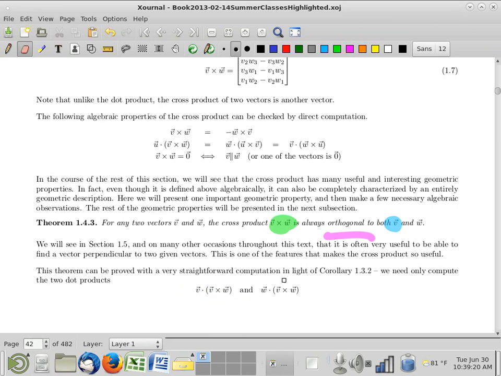Likewise for the other one, if you want to show that the cross product and W are orthogonal, the way you show orthogonal is you compute a dot product between the two vectors that you want to show are orthogonal. Again, you'll get 0 with this computation as well. Okay. All right.